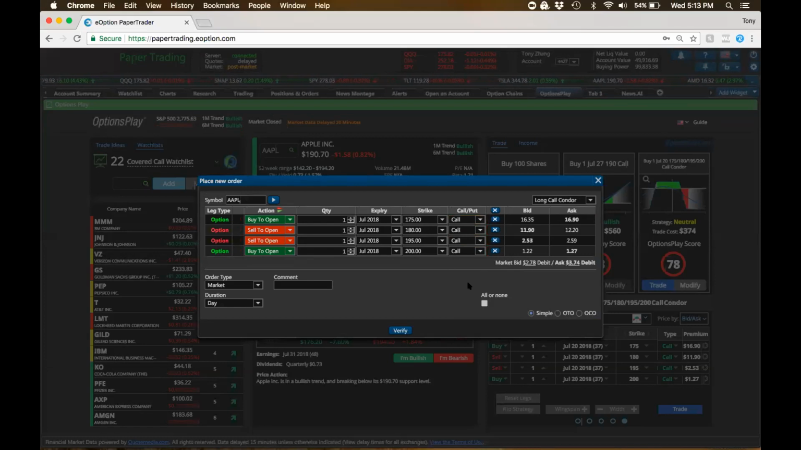So especially for those of you that are trading more complex options, you will find OptionsPlay is a much easier way to navigate the different options, the different strike prices and expiration dates versus using that option chain, in my opinion.